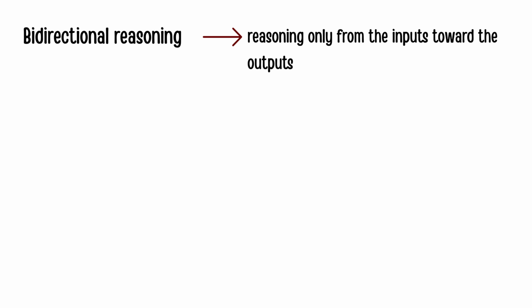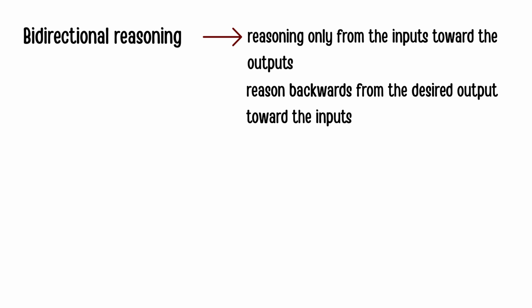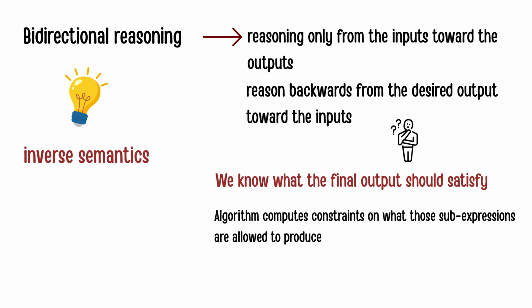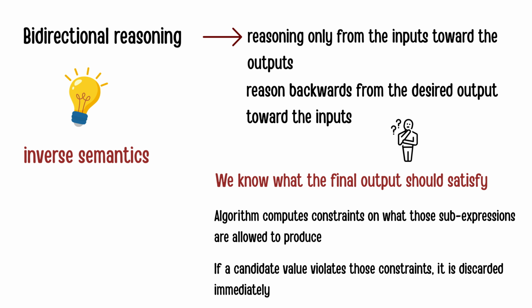To solve this scalability problem, the authors introduce bidirectional reasoning. Instead of reasoning only from the inputs toward the outputs, they also reason backwards from the desired output toward the inputs. The key idea is to use the inverse semantics of program operations. Suppose we already know what the final output should satisfy. Instead of allowing every possible value for each subexpression, the algorithm computes constraints on what those subexpressions are allowed to produce. If a candidate value violates those constraints, it is discarded immediately.